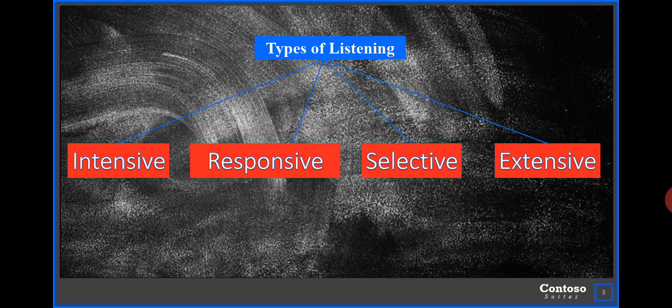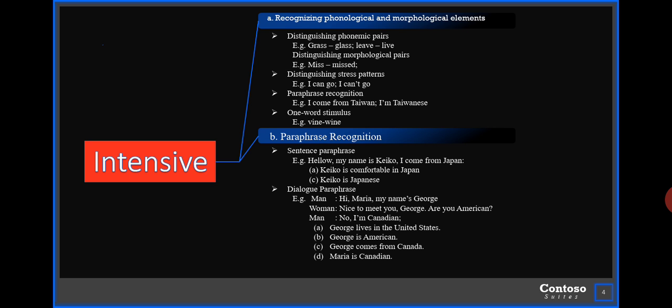Next is types of listening. First is intensive, second is responsive, the third is selective, the fourth is extensive. So first is intensive. Intensive listening is listening for perception of the components, which are phonemes, words, intonation, discourse markers, etc., of a larger stretch of language. And the intensive listening tasks are recognizing phonological and morphological elements.